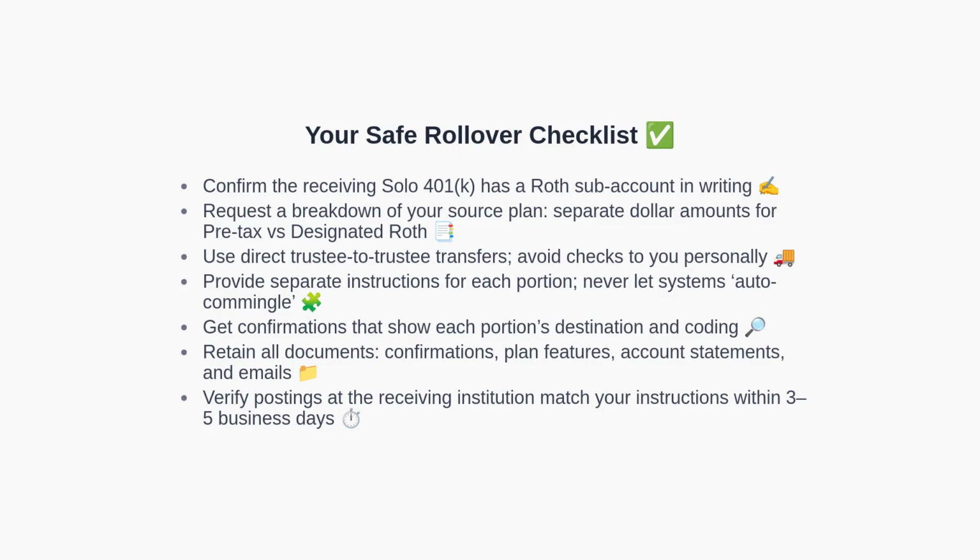Moving forward, here is a step-by-step checklist. 1. Confirm in writing that the solo 401k has a Roth subaccount. 2. Request a written breakdown from the source plan showing pre-tax and designated Roth amounts. 3. Use direct trustee-to-trustee transfers rather than checks payable to you. 4. Submit separate written instructions for each portion and refuse any default that would commingle assets. 5. Obtain confirmations showing each portion's destination and coding. 6. Retain all documents, including confirmations, plan descriptions, statements, and emails. 7. Verify that the receiving institution posted the funds exactly as instructed within 3 to 5 business days.